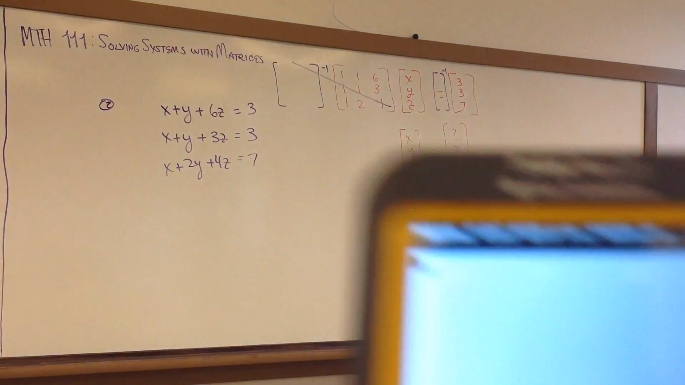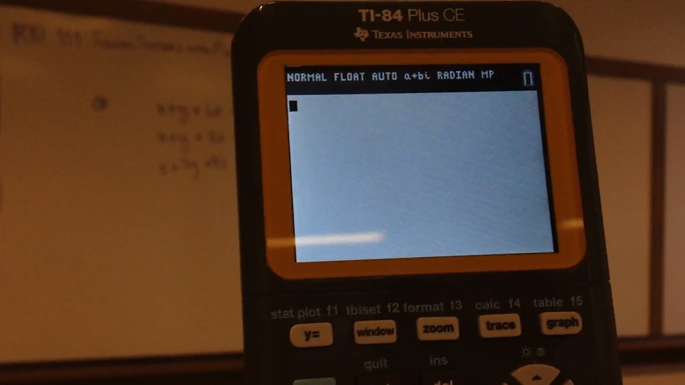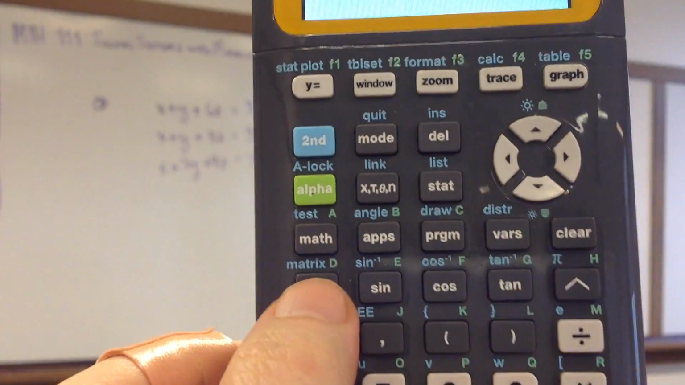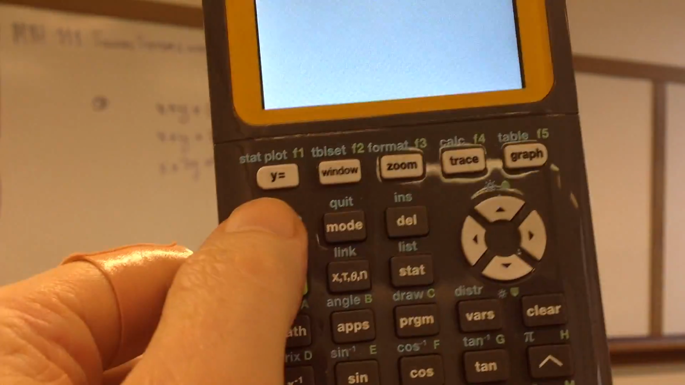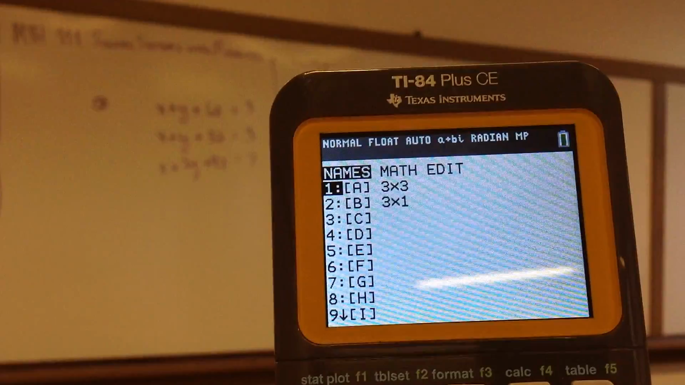All right, so let's get the camera focused on the calculator. To access matrices, you can see it's right there, right under the math key, so it'll be second, and then x to the minus 1 will bring up matrices. So, let me erase this so we start with a blank screen.